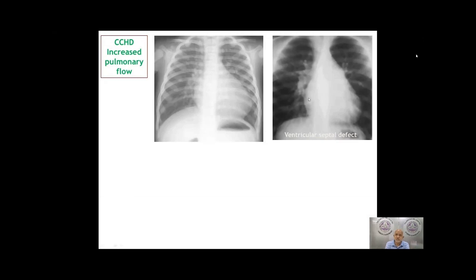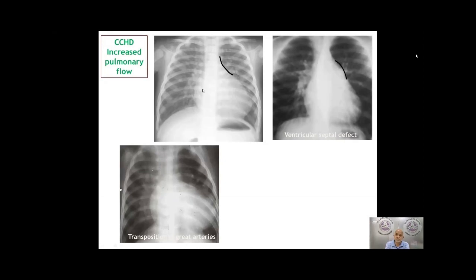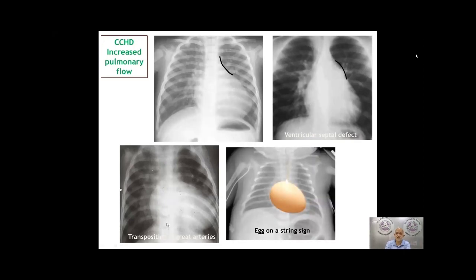It is very difficult to differentiate between VSD versus TGA. But you can see that the pulmonary artery is a bit empty, and here the VSD is a bit more prominent. So this X-ray would very strongly go in favor of TGA physiology, and this is probably a better X-ray to show typical TGA. Egg-on-side appearance, the egg-on-string sign, with a narrow pedicle is very strongly suggestive of transposition physiology.